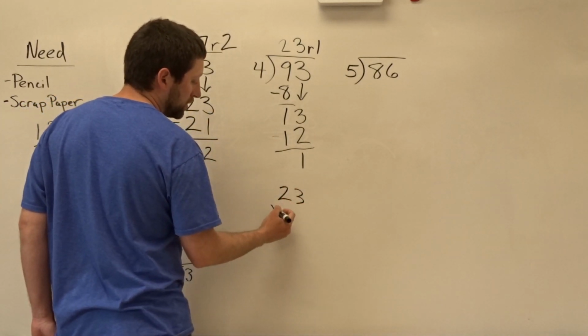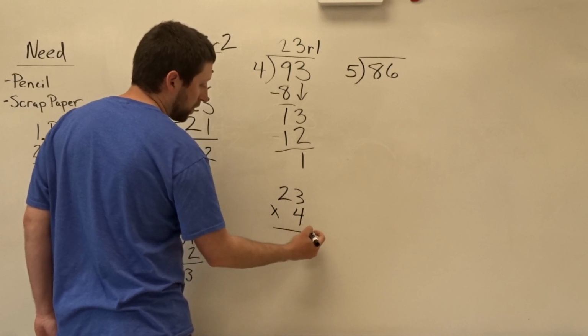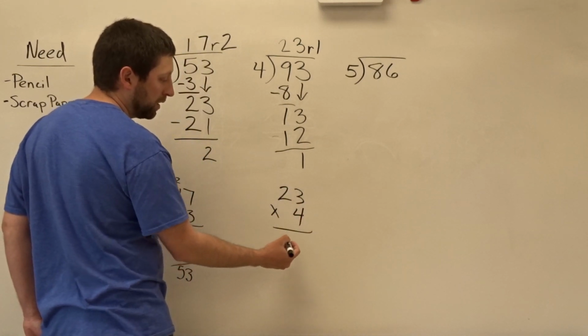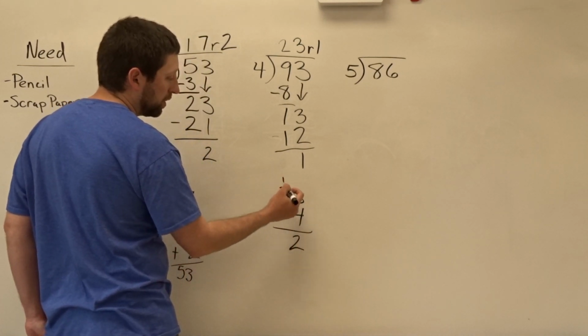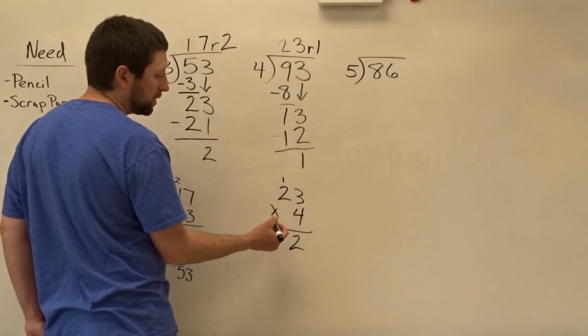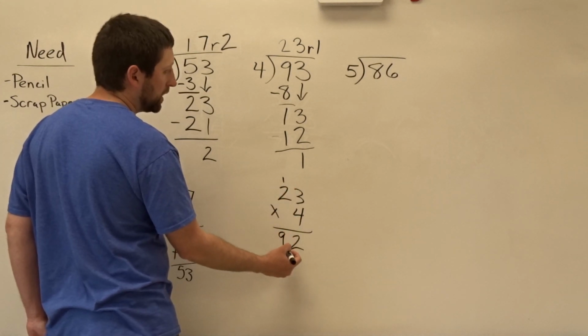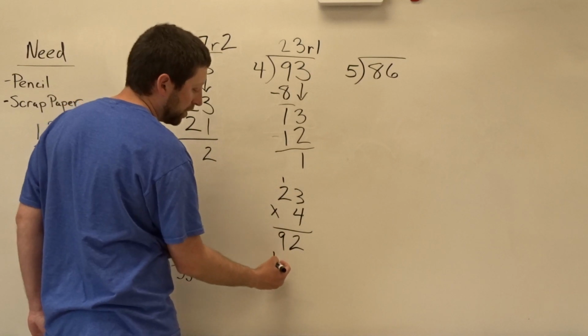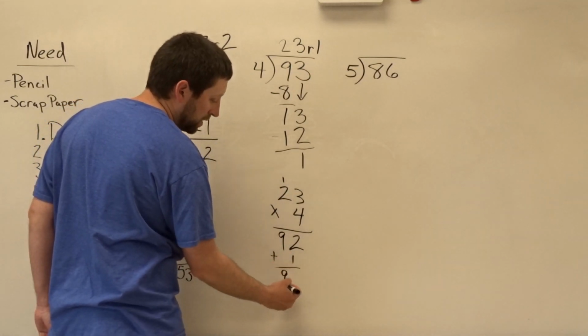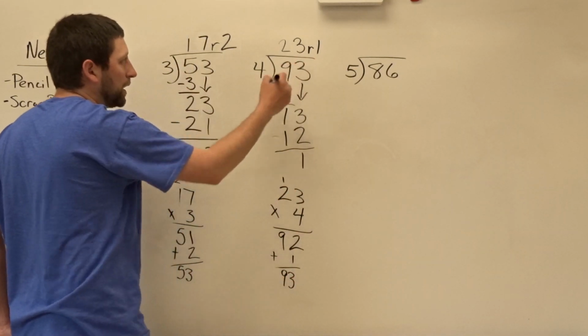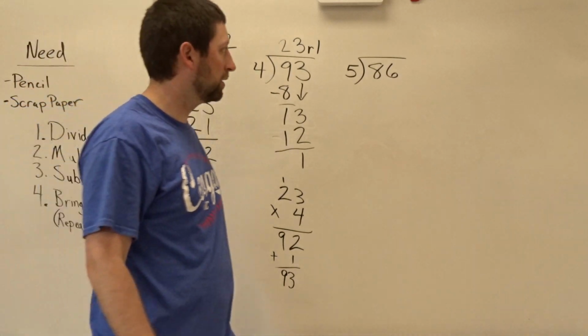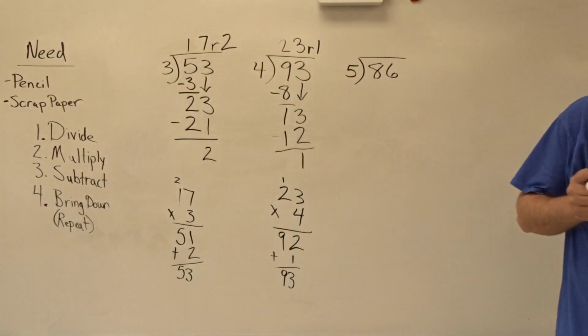23 times 4. 4 times 3. That's 12. 4 times 2, 8 plus 1 is 9, 92, and then we had a remainder of 1. We add that in. We get 93. We know we divided correctly here. And then 86 divided by 5.